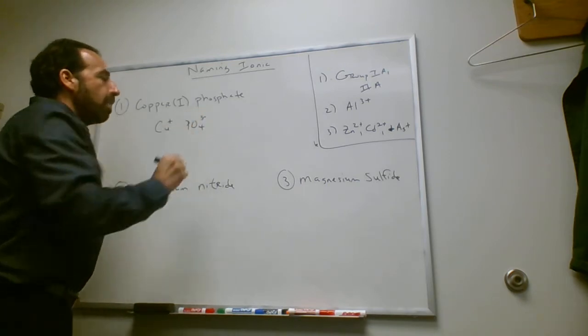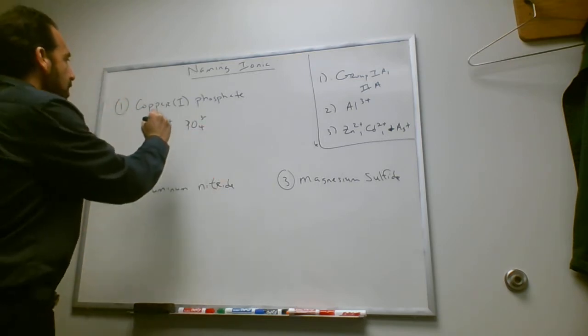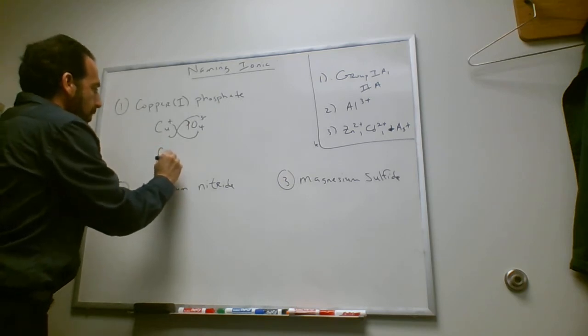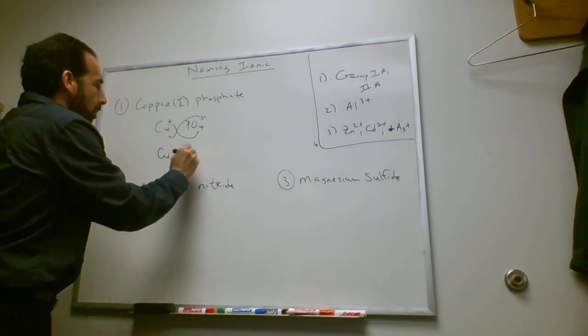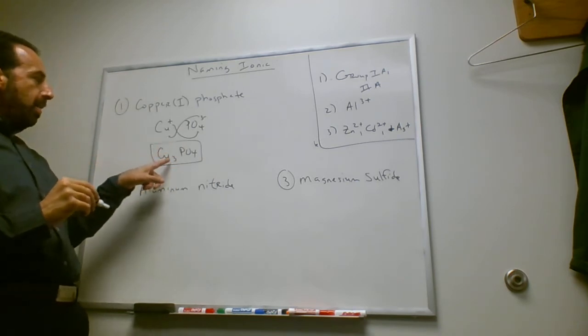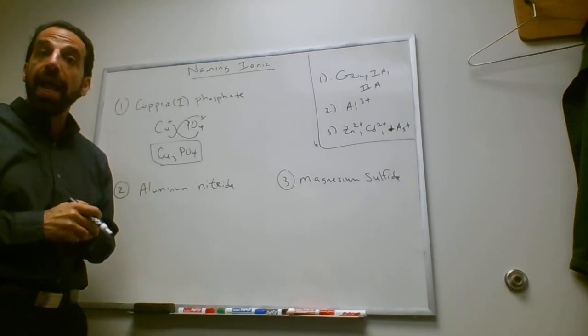PO4, 3 negative. And again, we want these to have the smallest ratio, so I'm just going to reverse it. Put the 1 here and a 3 there. Okay. So Cu3PO4. Again, the 3-to-1 ratio has to be the smallest ratio you can have.